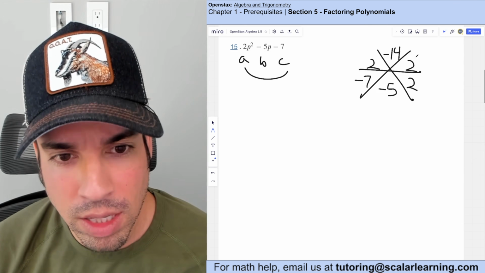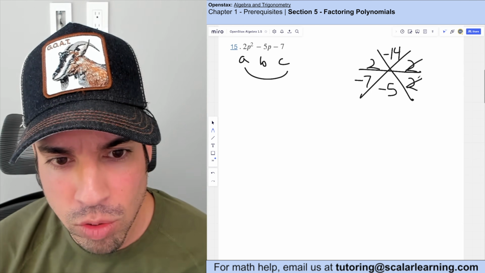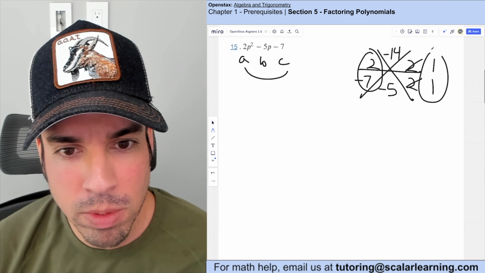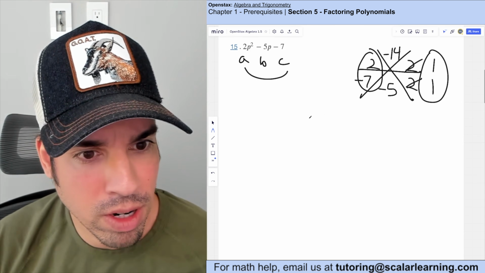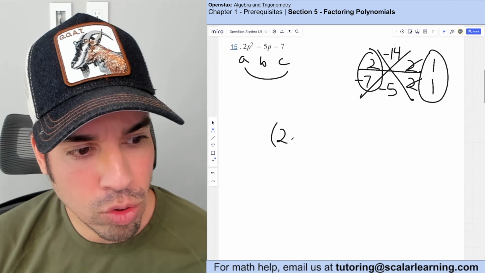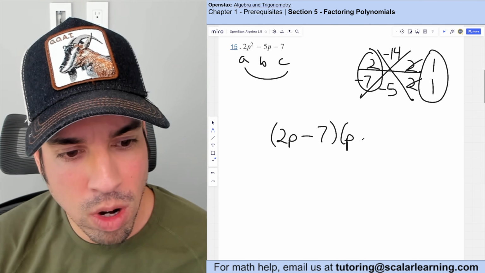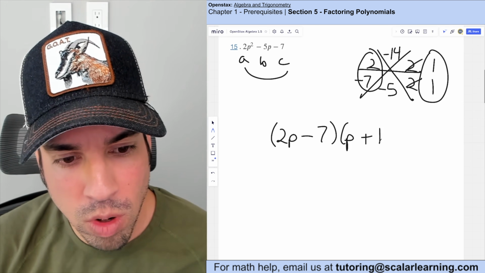Then we're going to reduce this side. We can divide both by 2. So we got 1 and 1. And now we've got our two binomials. Again, the top pairs with the variable. So we've got 2p minus 7 times 1p, or p plus 1.